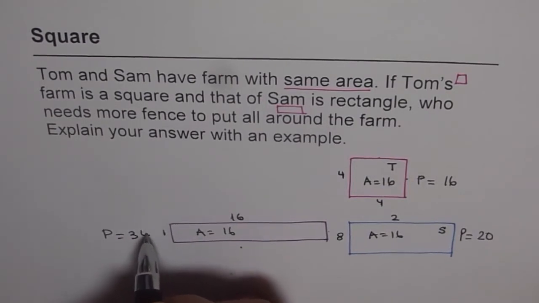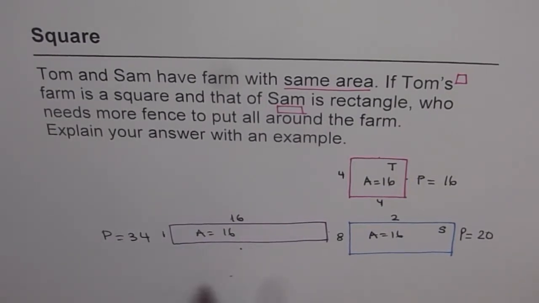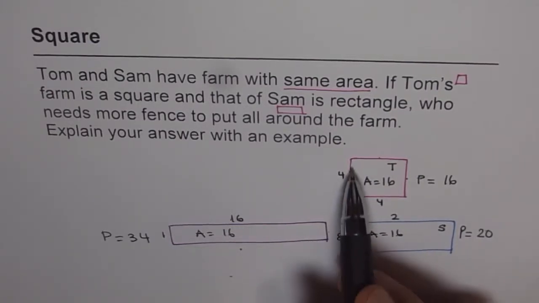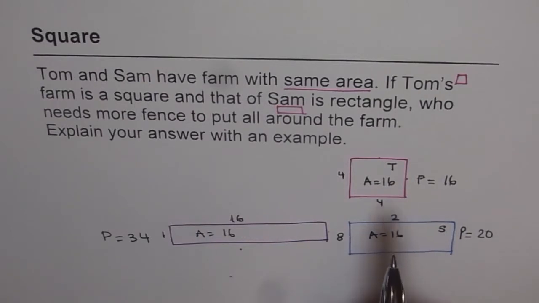So what we see here is the wider or longer the farm is, the more perimeter, more fencing. The more squarish the farm is, the less perimeter, less fencing. Correct? So that's important to note.